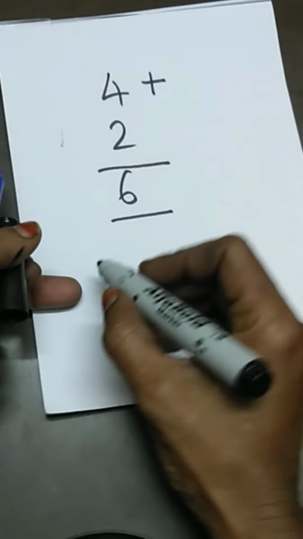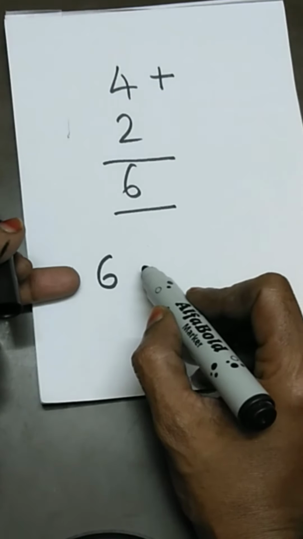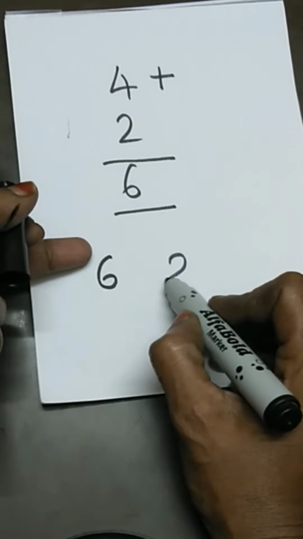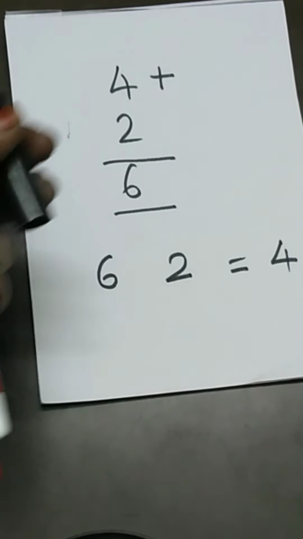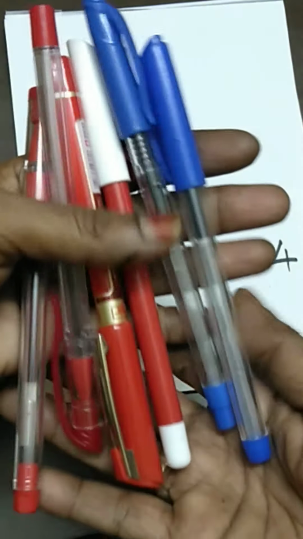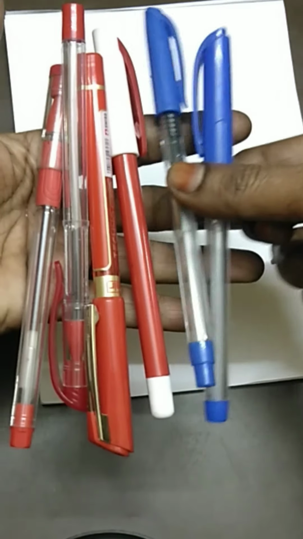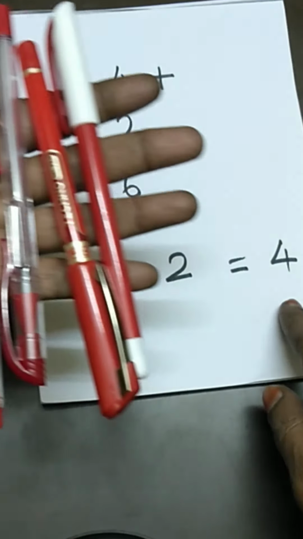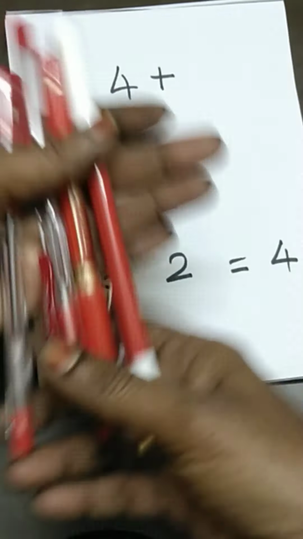So from this, now let's see. Already I had 6 pens. I separated 2 pens from that, and your answer was 4, isn't it, children? Once again I'll tell you, I have 6 pens together. I have written this here. I'm separating these 2 blue pens out. So my remaining pens are 4. This is called the difference between these two.